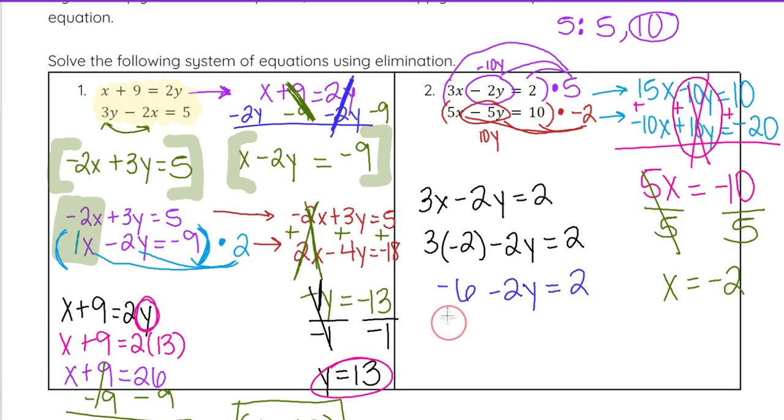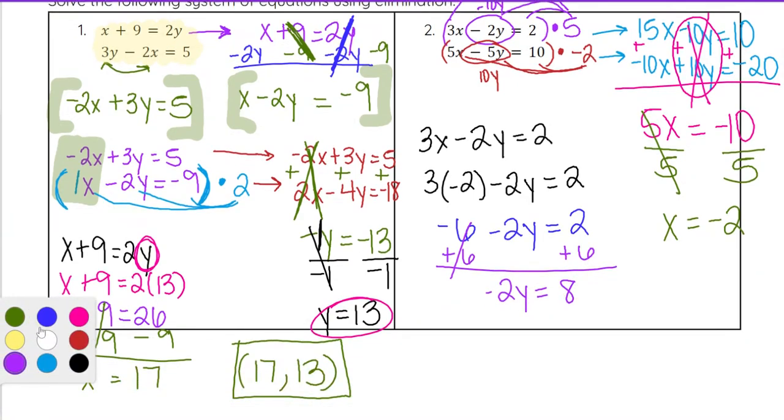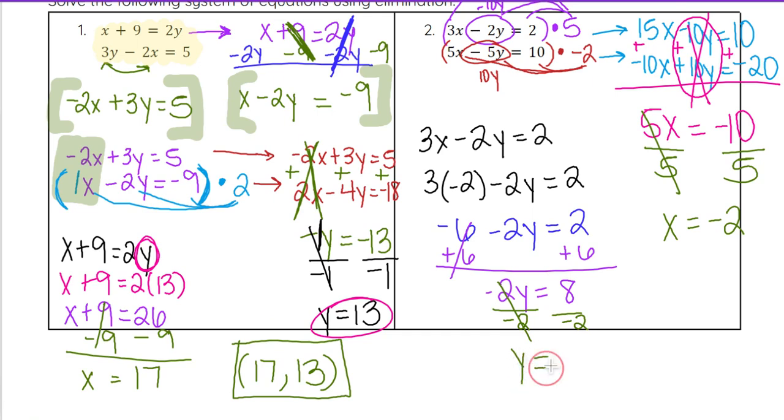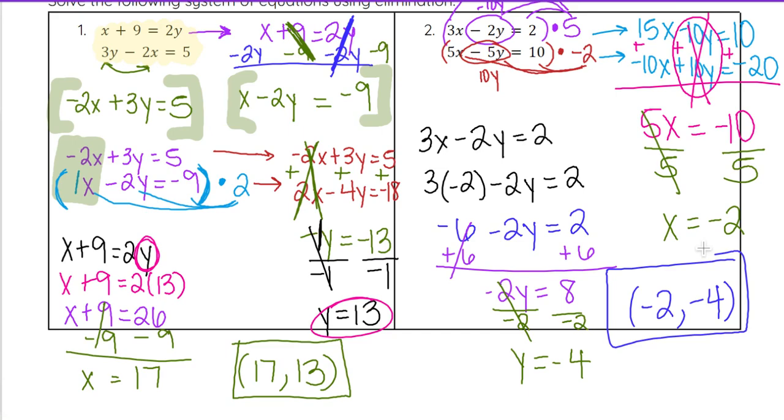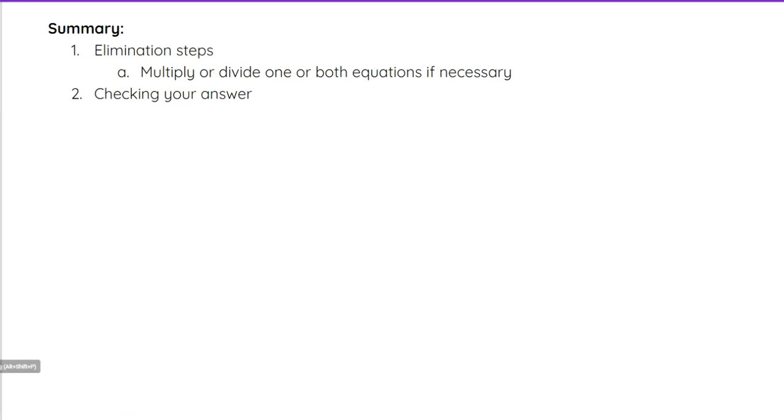And then I add 6 to both sides. When I do that, I get negative 2y equals 8. And then I can divide both sides by negative 2. And when I do that, I get y equals negative 4. So negative 2 comma negative 4 is the ordered pair that represents the solution to this system of equations.